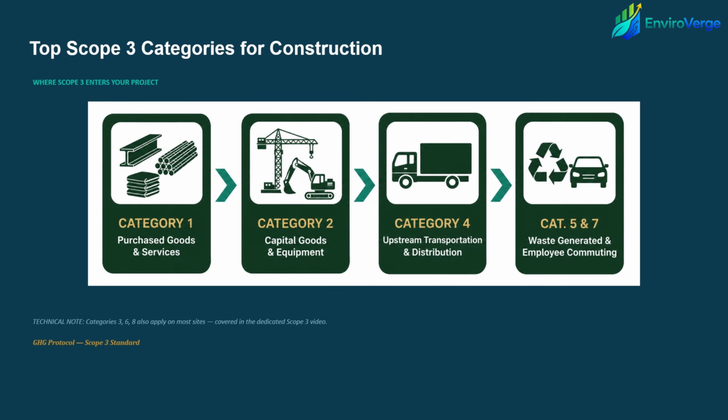4 categories carry most of construction's Scope 3. Category 1, purchased goods, concrete, steel, embodied carbon. Category 2, capital goods, cranes and plant you buy outright. Category 4, upstream transport, every delivery to your gate. And categories 5 and 7, waste and employee commuting. 3 more categories apply on most sites too. That's the dedicated video.